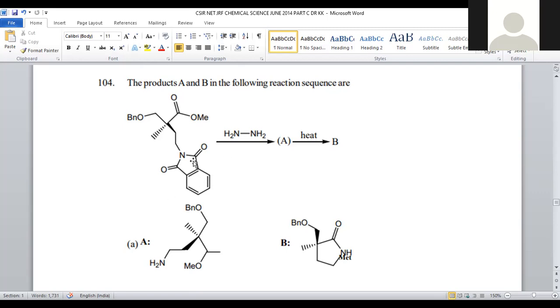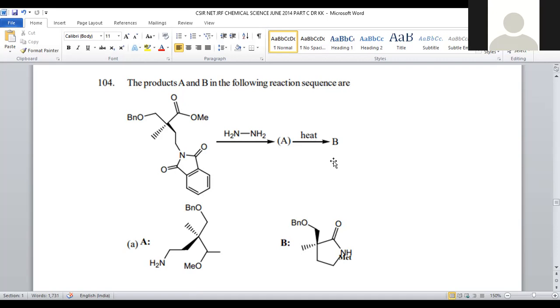This is a kind of phthalimide system. Upon treating with hydrazine, it will attach to the carbonylic center and this amine will be discarded, and this is converted into another cyclic system. That will be compound A, and A will in turn be heated to high temperature so that it is converted into a product B.